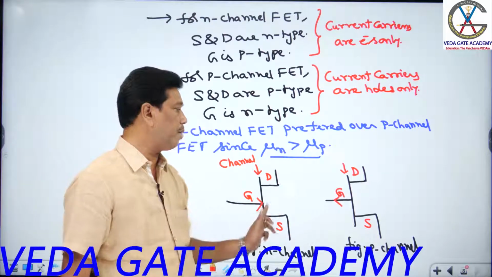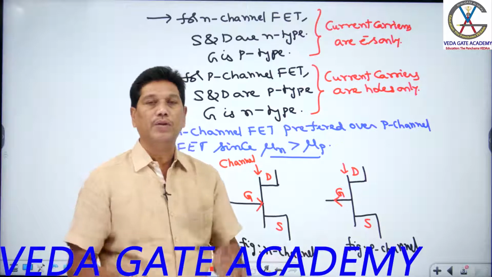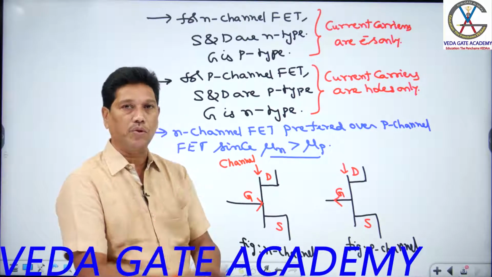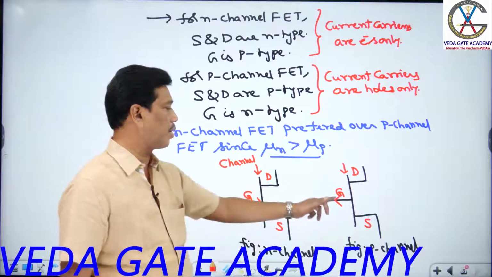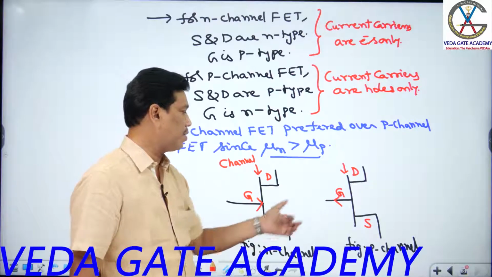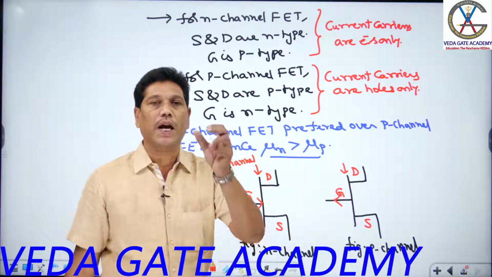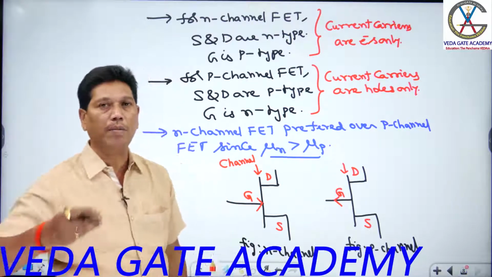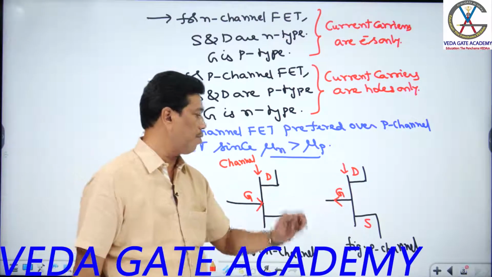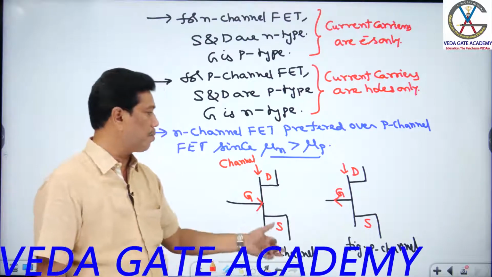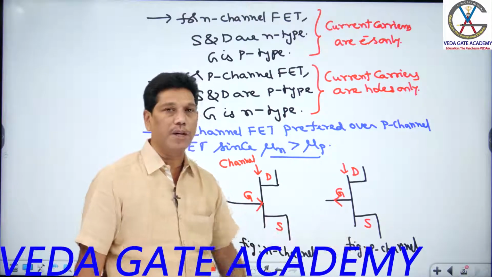So N channel FET and P channel FET working nature is the same, just the current flows are opposite. Here by electrons, here by holes. Anyhow, that arrowhead commonly indicates the conventional current flow direction. Arrowhead commonly indicates what? Conventional current flow direction, students. So this is the symbolic indication of N channel and P channel body.